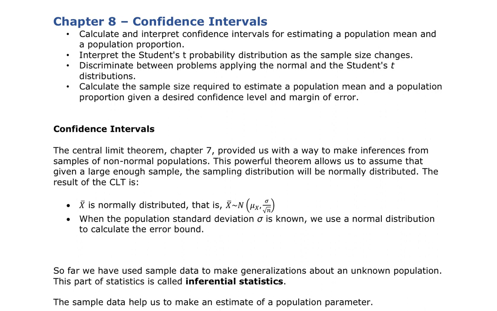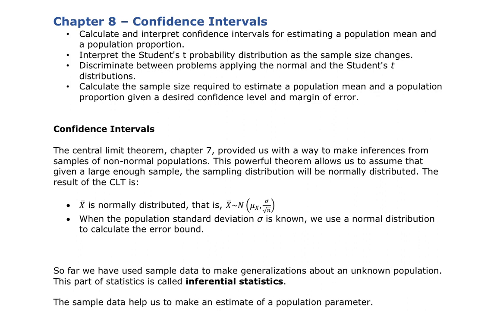And the result is that the random variable, capital X with a bar, is normally distributed with a given population mean and a given standard deviation, which is the sigma that was given to us divided by the square root of the sample size. When the population standard deviation sigma is known, we use a normal distribution to calculate the error bound.